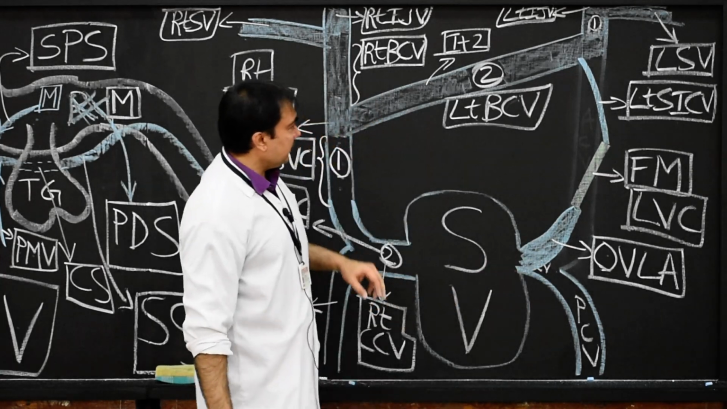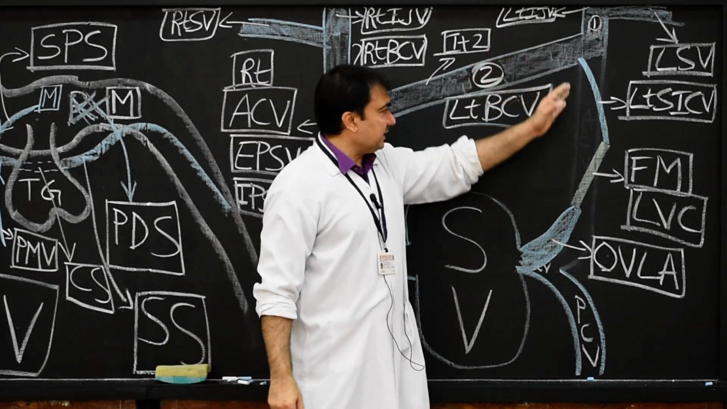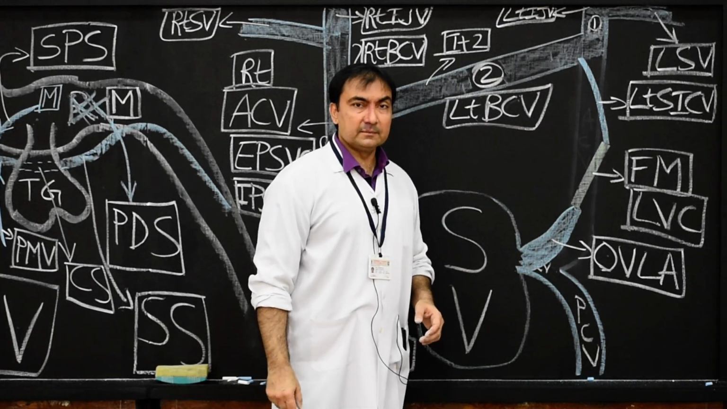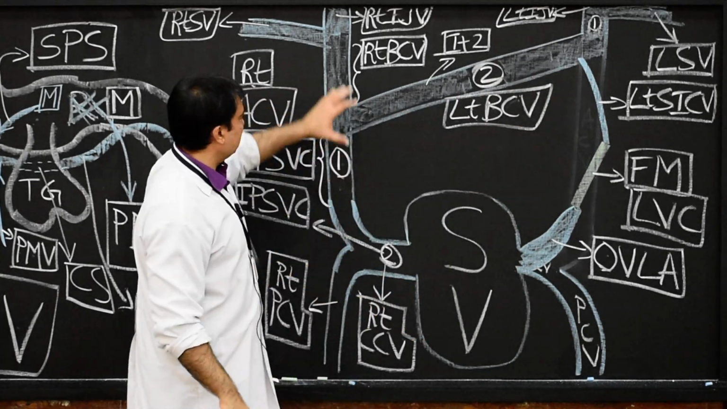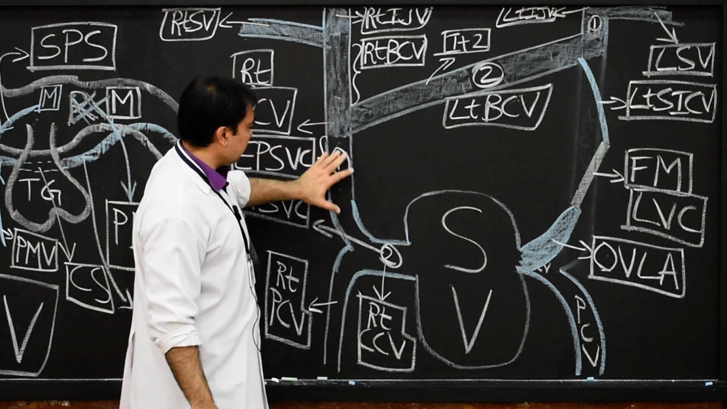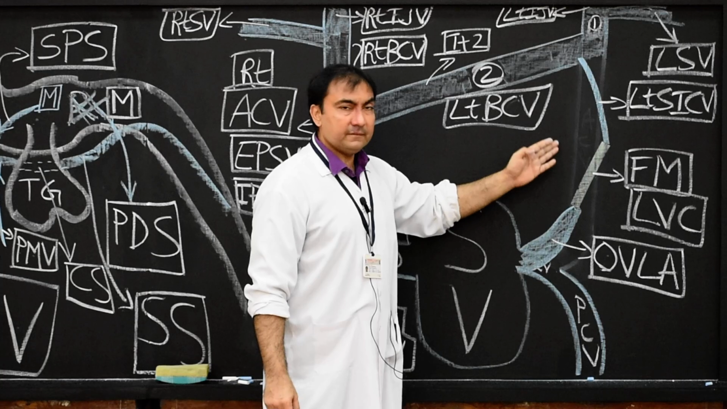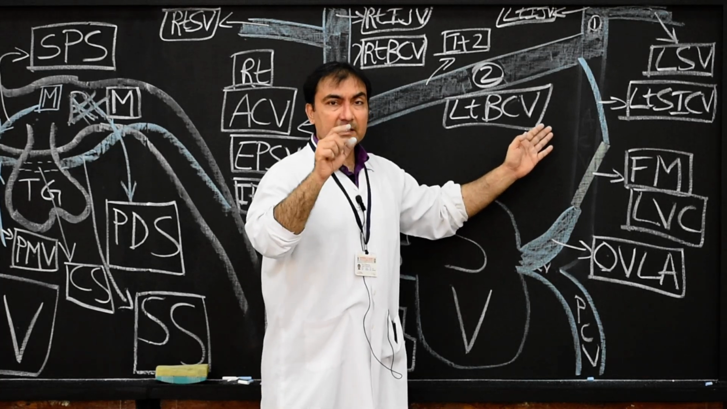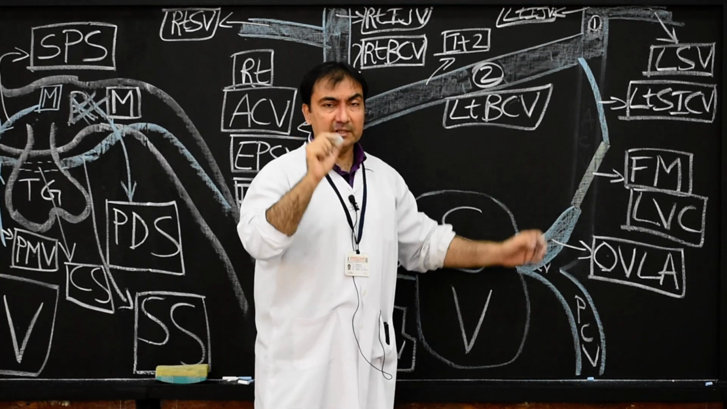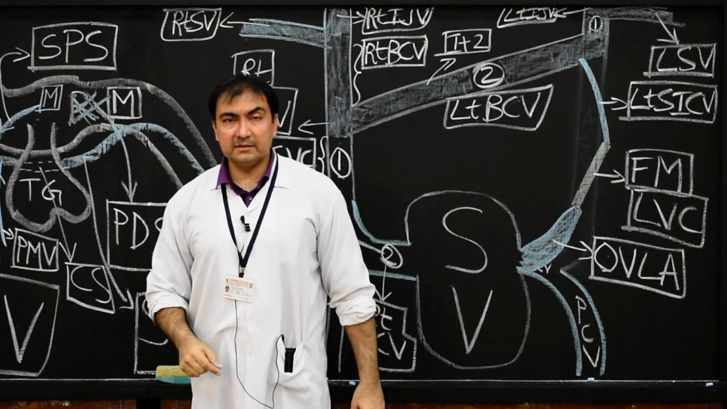Second anomaly will be only left-sided superior vena cava, and that will be because of non-development of the right anterior cardinal vein, which will lead to development of the left anterior cardinal vein, which will be present as left superior vena cava. So here we finish our development of superior vena cava. Thank you very much.